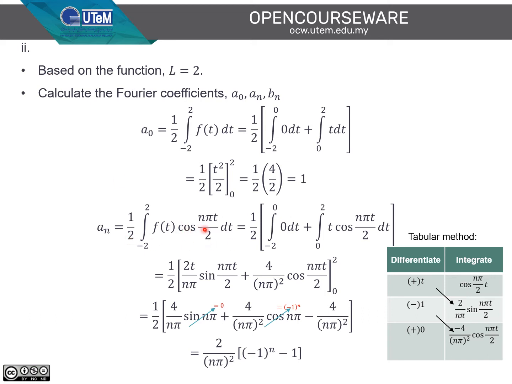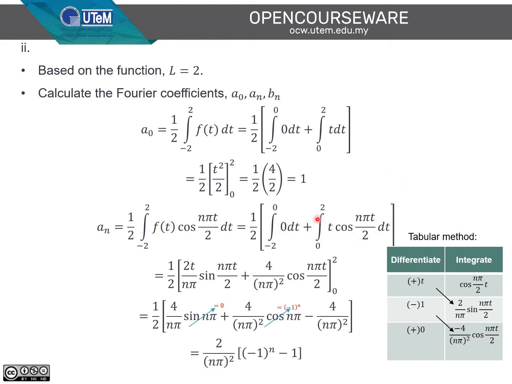By separating into two integrals, we obtain the first integral, which is the integration of 0 with respect to t from minus 2 to 0, plus the second integral, which is t cos(n pi t over 2) with respect to t from 0 to 2. The first integration is equal to 0.